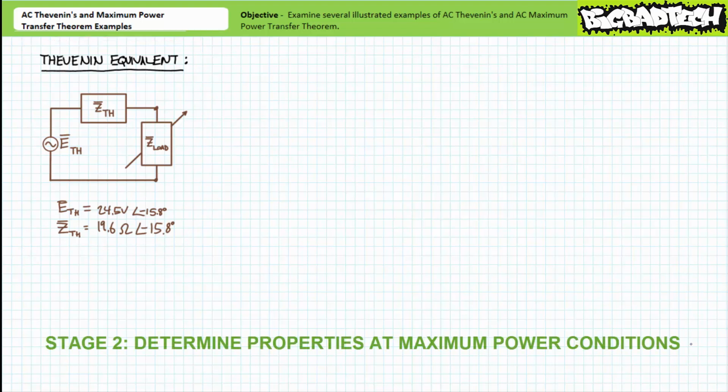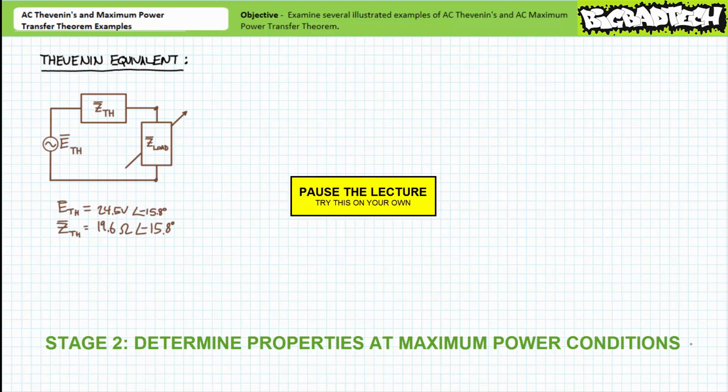Stage 2 of this second illustrated example problem now dictates we determine the load impedance which receives maximum power. Additionally, see if you can solve for the voltage across the load, current through the load, and apparent, real, and reactive power for the load at conditions of maximum power. By all means, pause the lecture and try stage 2 on your own. If you're tracking, you should have obtained the following results.